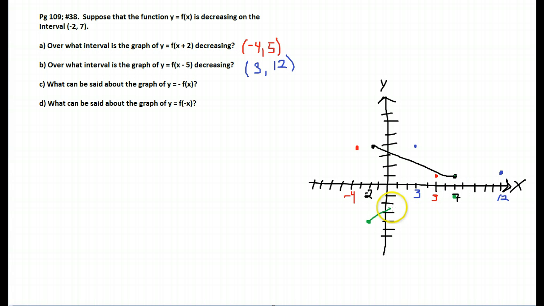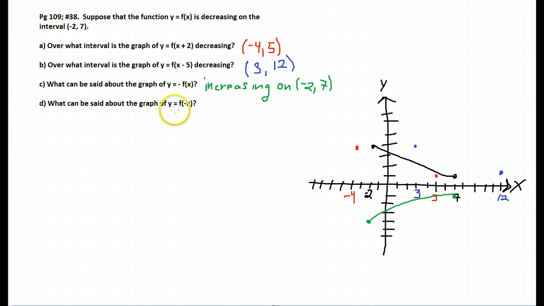Well, this, when I connect my dots, is not decreasing but increasing. So I can write increasing on, and my interval is (-2, 7).